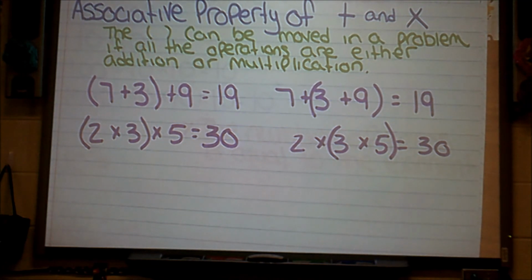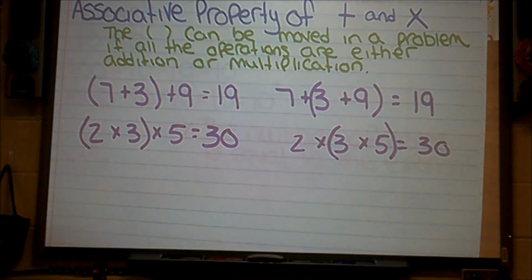Again, for multiplication, 2 times 3 is 6, times 5 is 30. But maybe I want to do 3 times 5 to give me 15, and then multiply by 2 to get 30. I still get the same answer.